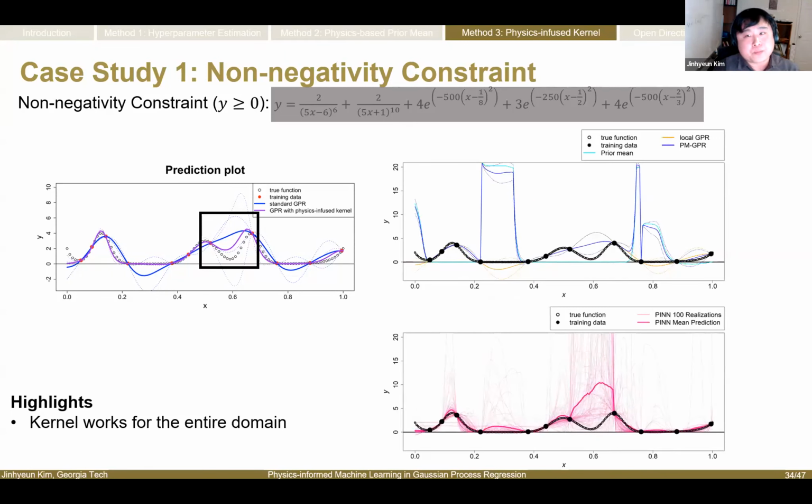This is the PM GPR and the vanilla PINN predictions for the non-negativity inequality constraints. They are both very successful in minimizing the inequality constraint violations. The function value is all larger than or equal to 0. But for some reason, they overestimate the function values, because in general, an inequality constraint is less informative than an equality constraint.